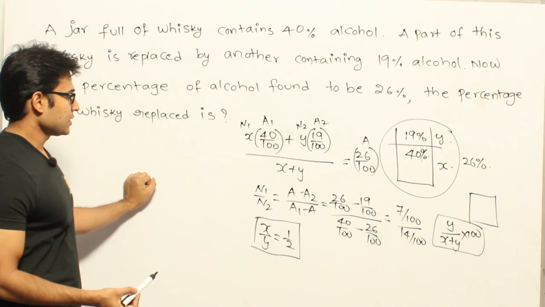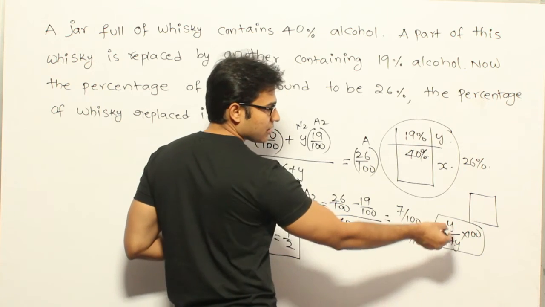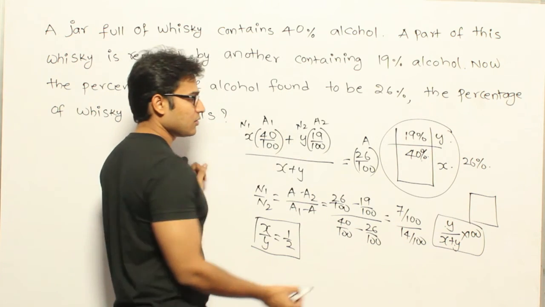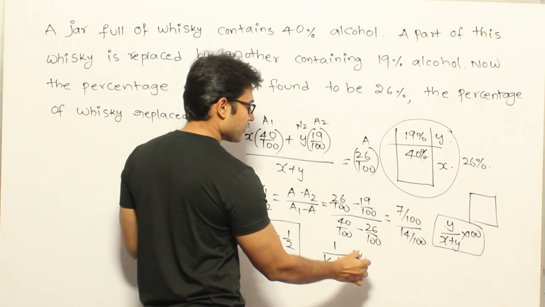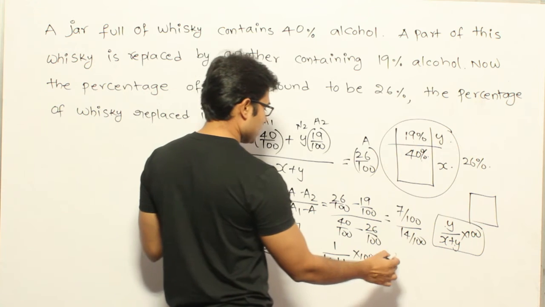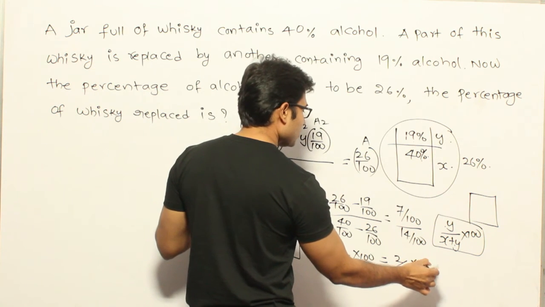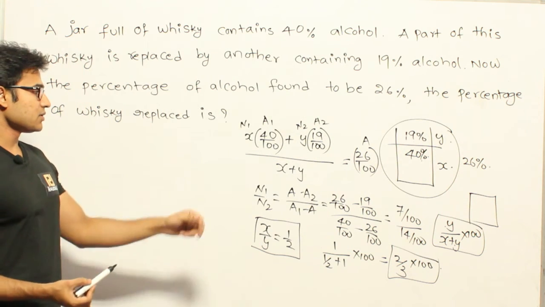So what is it that they are asking? Y by Y plus X into 100. You divide numerator and denominator by Y, then you are going to get 1 by 2 plus 1 into 100. So what is it? 2 by 3 into 100. This is the answer. Got it? 2/3 of 100.